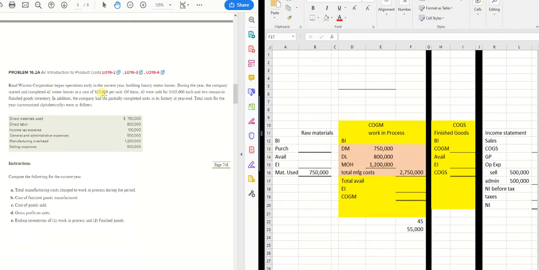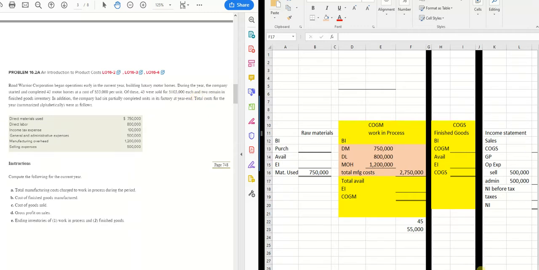So basically, if I started them and completed them, I have no ending inventory unless I had beginning inventory. So I'm wondering right now about my beginning inventory to see if I had any ending inventory. But I completed 45 homes, okay, at a cost of $55,000. So I'm going to read on and see if I have any beginning inventories. Of these, 43 were sold for $105,000 each.